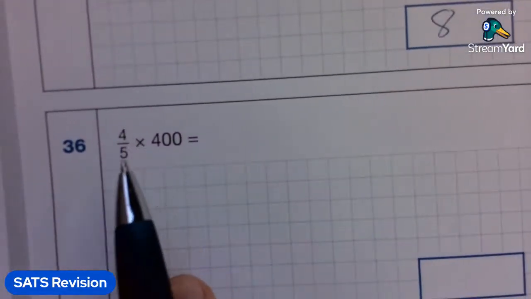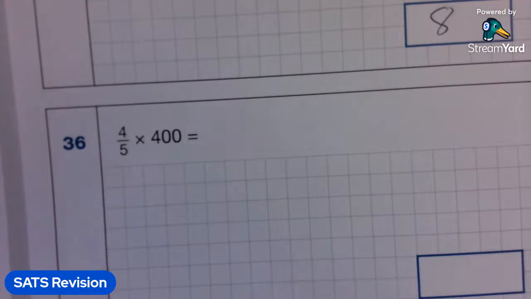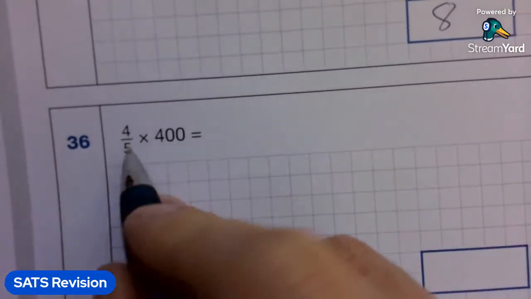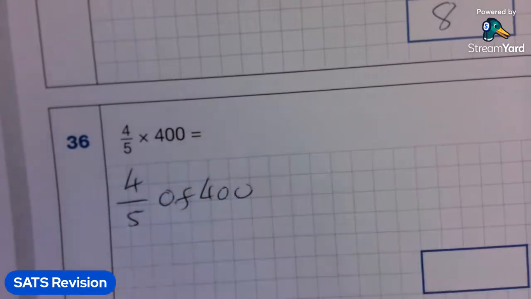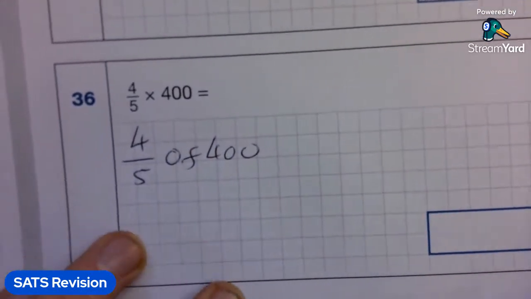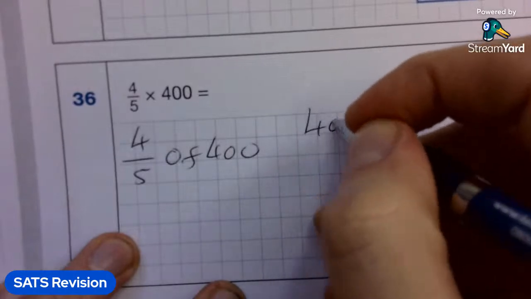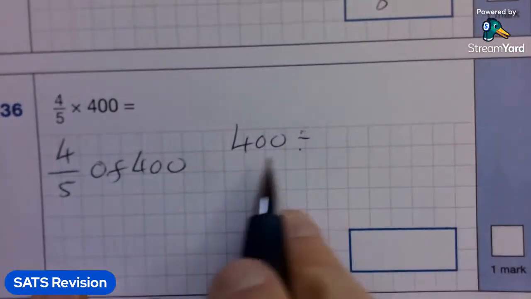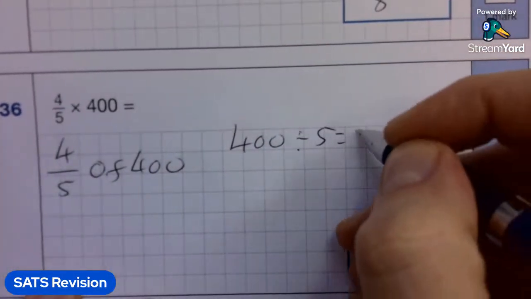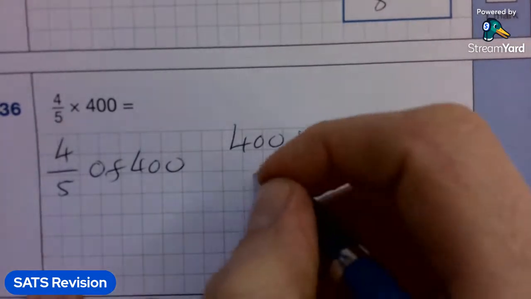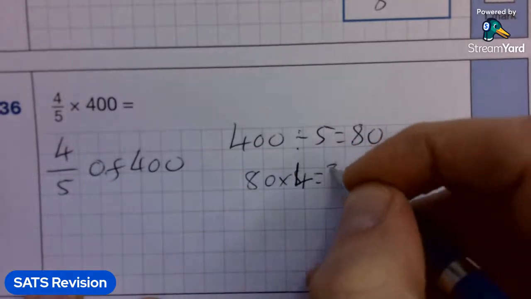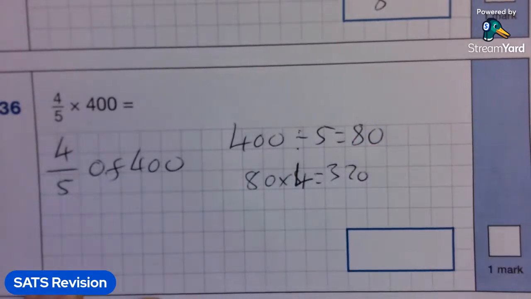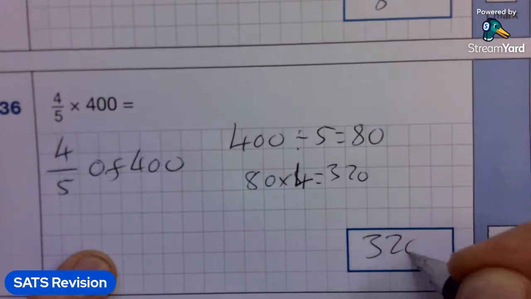Yes, it is. So 4/5 of 400. Remember when I said when we multiply? That is exactly the same as that. It's the same question, okay? So 400, we're going to divide by bottom, multiply by the top. 400 divided by 5, which you know is 80. 80 multiplied by 4, which is 320. And that is it. 320.